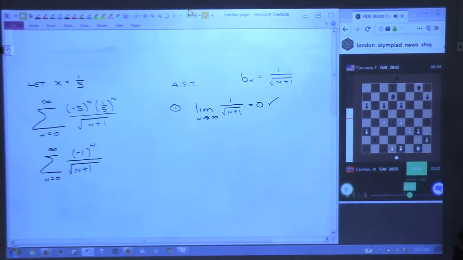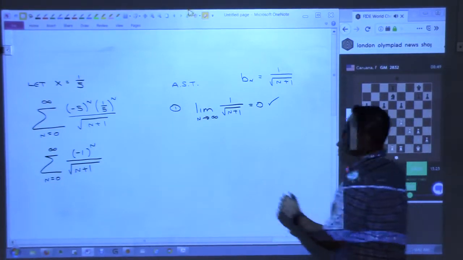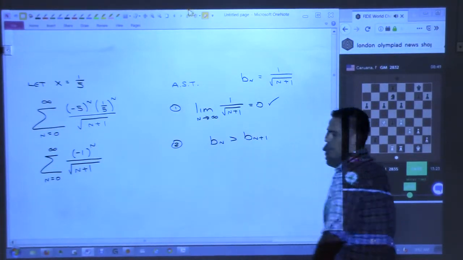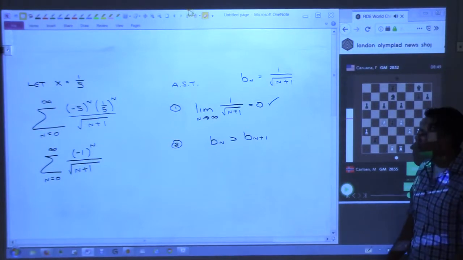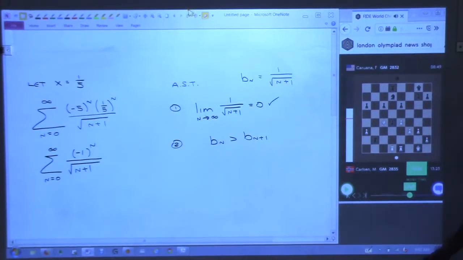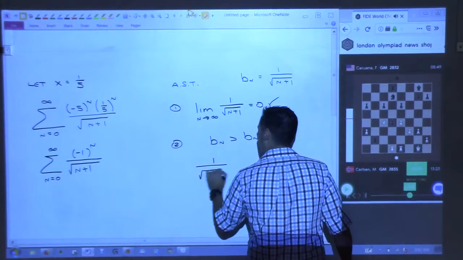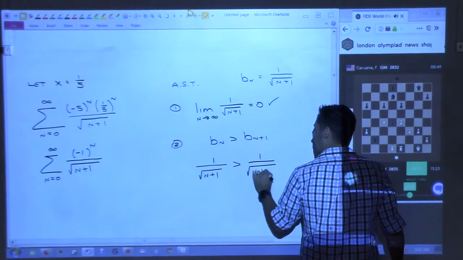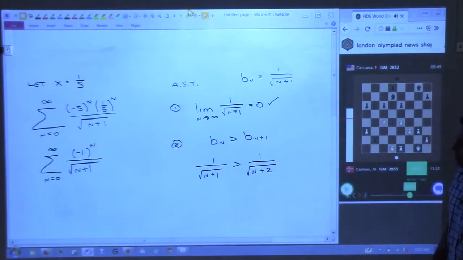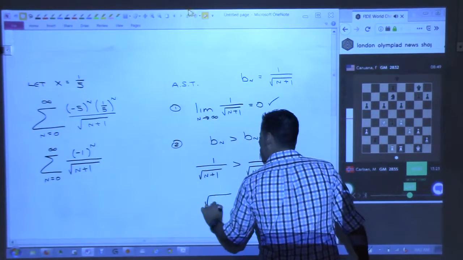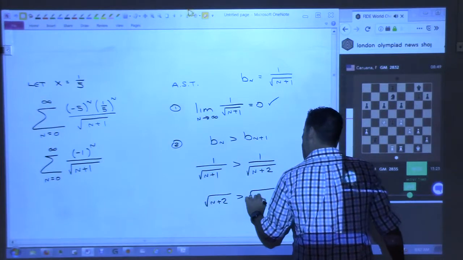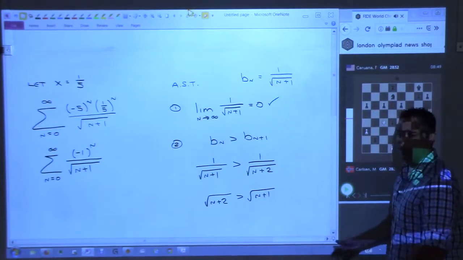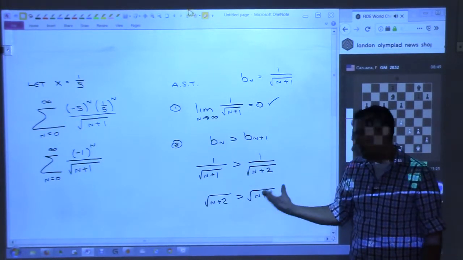The next thing I have to show is that this is a decreasing sequence. So I need to show that b sub n is greater than b sub n plus 1, eventually. Right? So I need to show that 1 over root n plus 1 is greater than 1 over root n plus, what? 2? And you can cross multiply this if you want. And you could even square both sides now. But it's obvious, I think, right? That's bigger than that. Okay, so we're good.